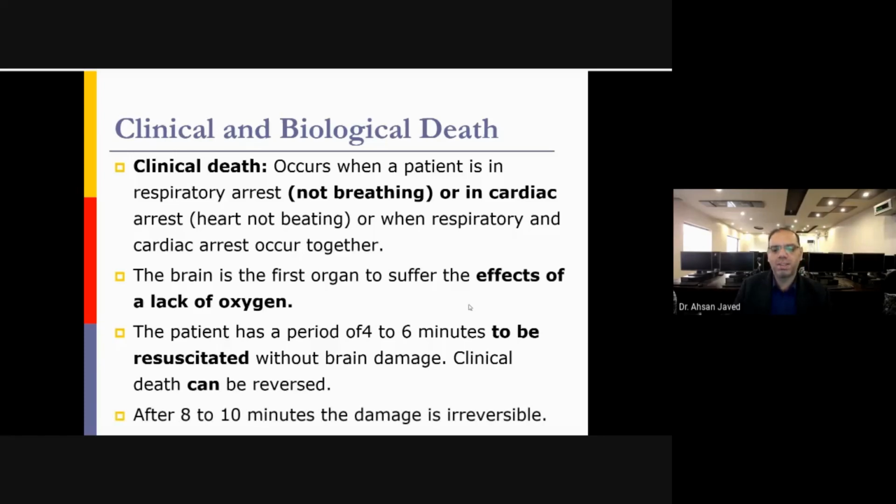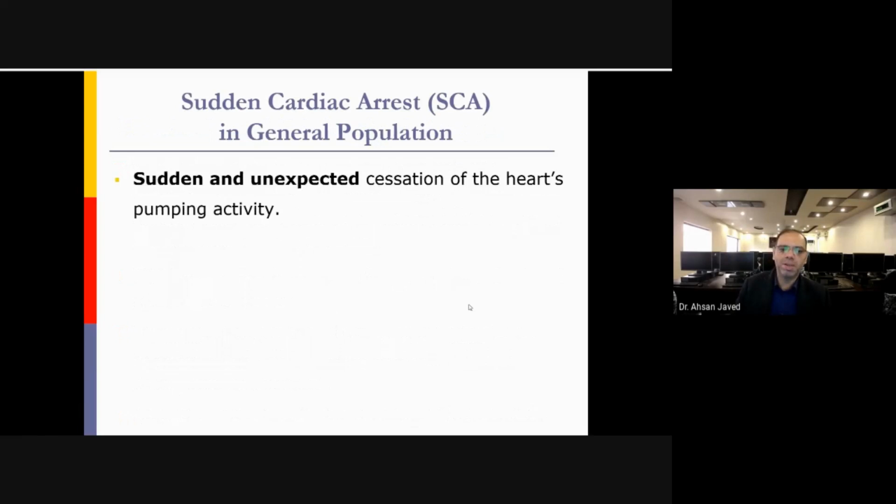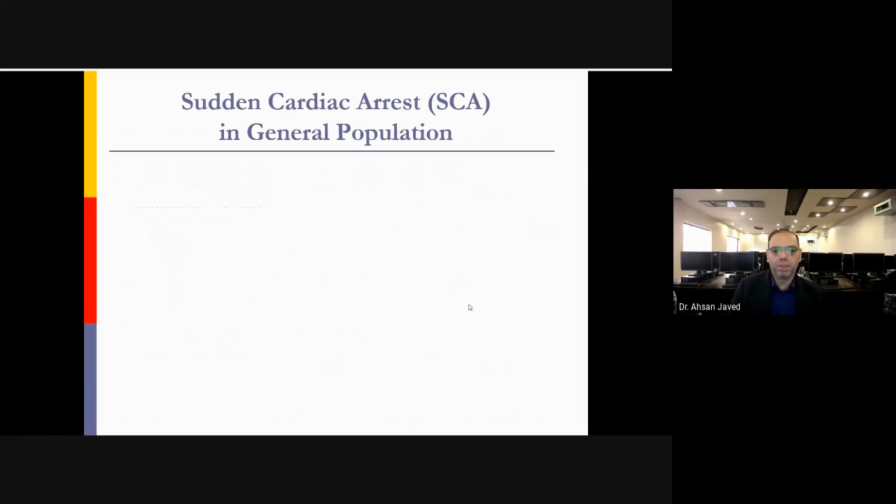After 8 to 10 minutes, brain damage occurs. Even if the heart is resuscitated and the patient is shifted to hospital and gets cardiac support and inotropic support, the brain death cannot be reversed, and the condition will then be labeled as biological death.